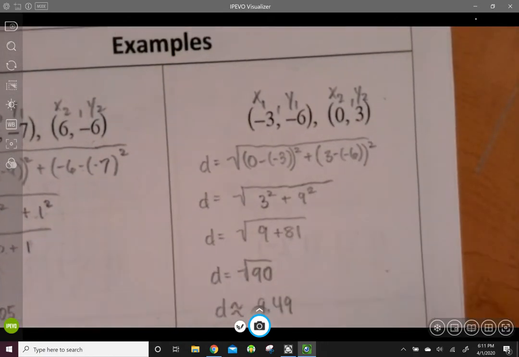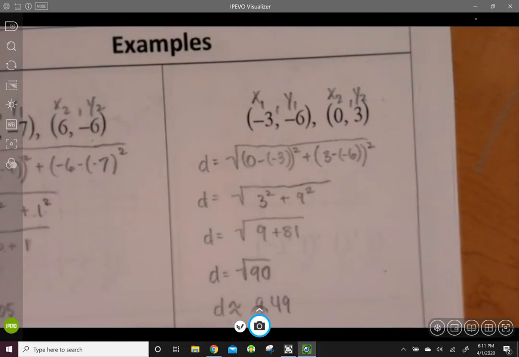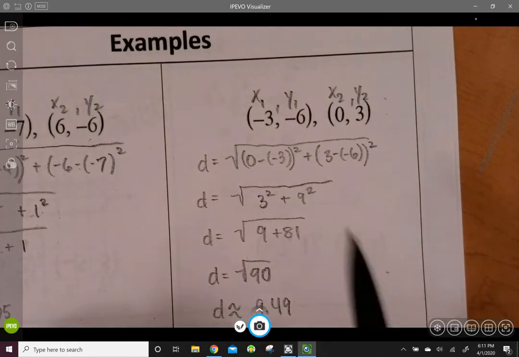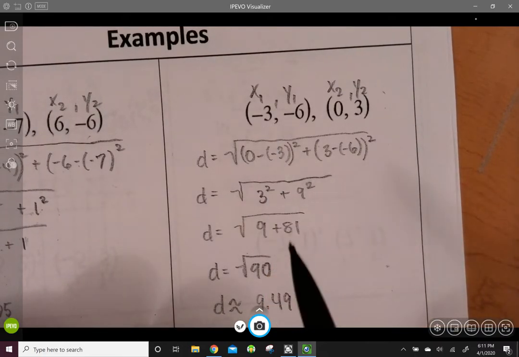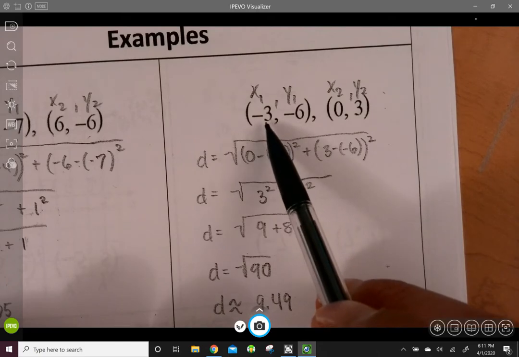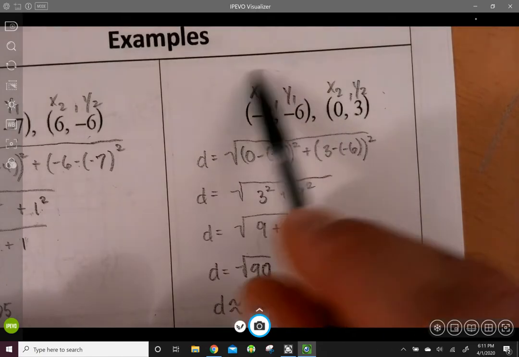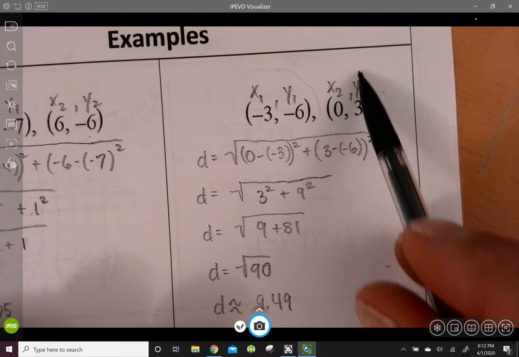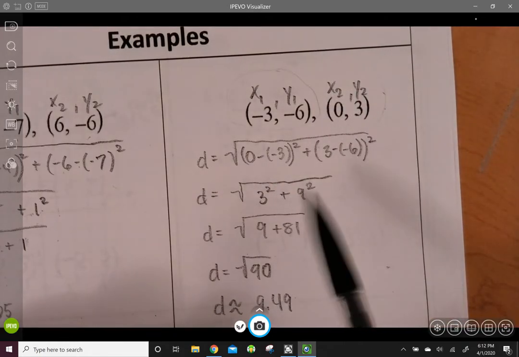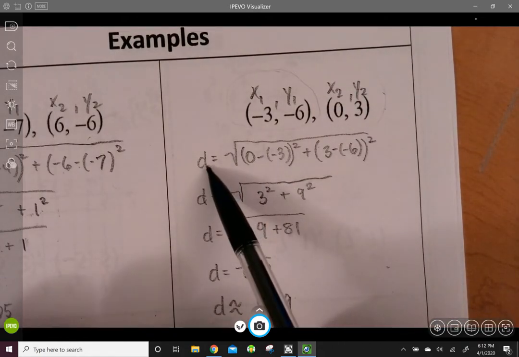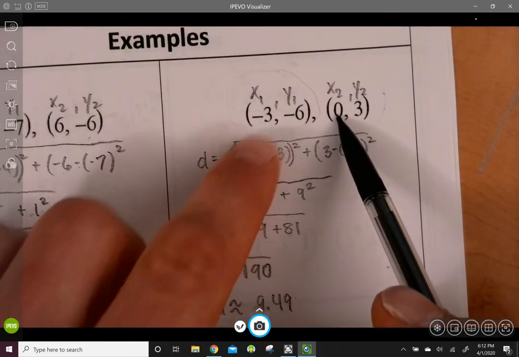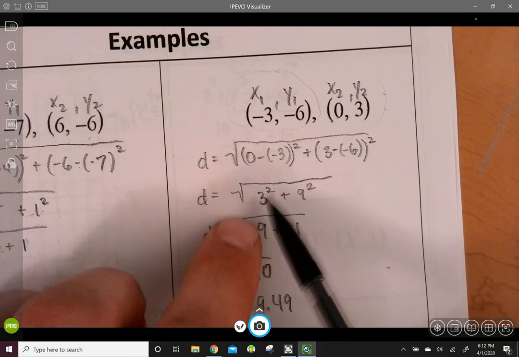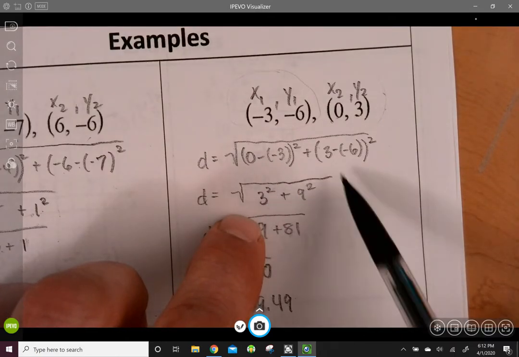Alright, and so here we've got another example. We've got two points on the coordinate plane. We can connect those points, and that would be a line segment in between them. And we label those points, right? This ordered pair is one point. This one's another one. This is not new. The distance between those points is equal to the square root of x2 minus x1, so 0 minus negative 3 is 3 squared.